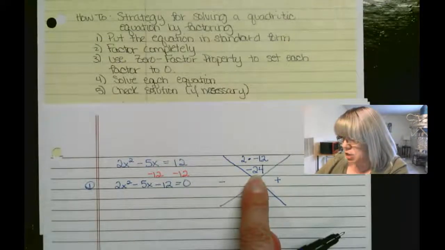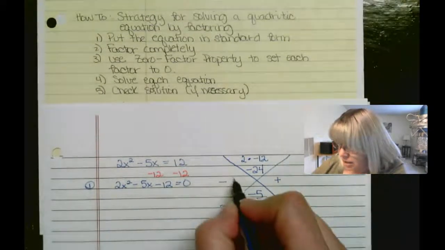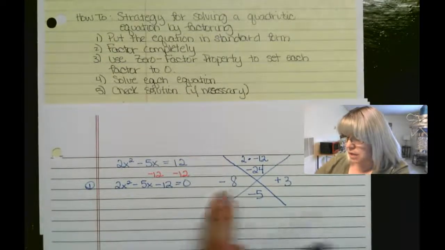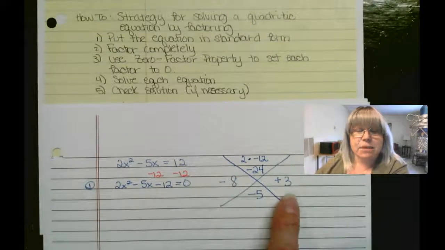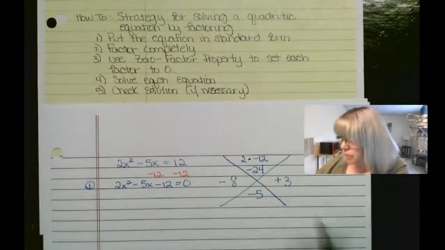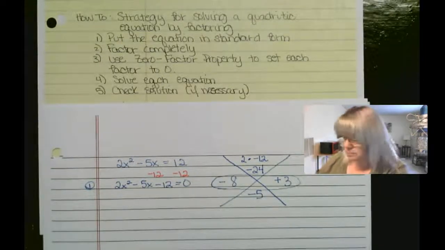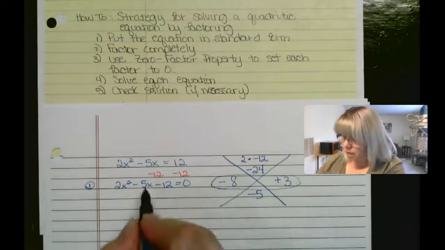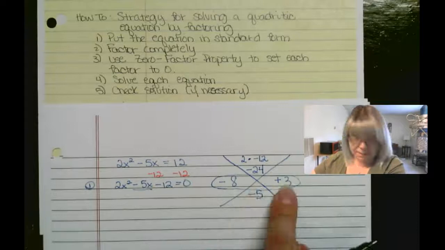I think I'm going to jump to 8 and 3. If I have a negative 8 and a positive 3, they do multiply to negative 24, and negative 8 plus 3 is negative 5. So I found my special combination, and what do I do with it now that I found it? I rewrite the middle term using these numbers.